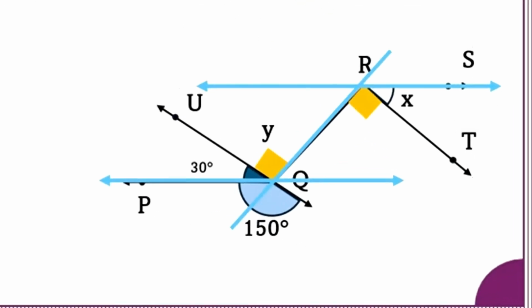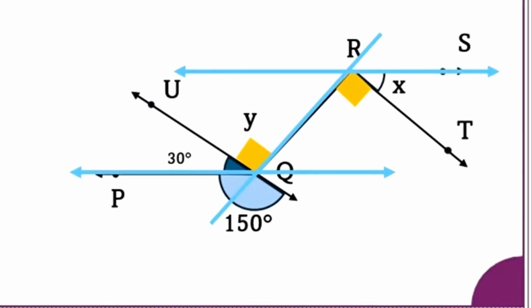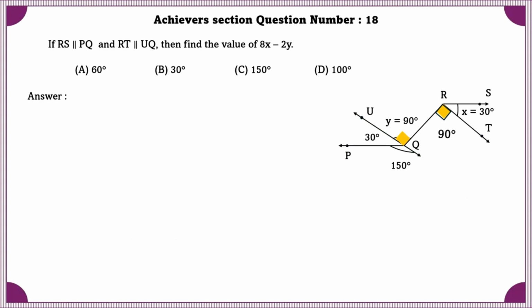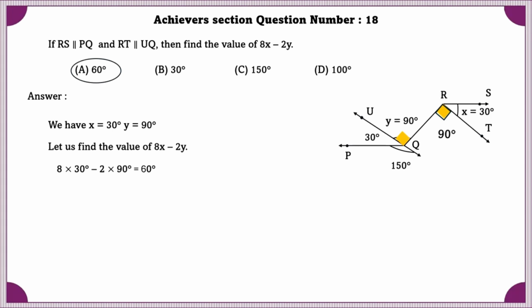Given RS is parallel to PQ and RQ is a transversal, angle PQR is equal to angle QRS, that is alternate interior angles. So we can say that angle PQU plus angle UQR is equal to angle SRT plus angle TRQ. So we can write this as 30 degrees plus 90 degrees is equal to x plus 90 degrees. Finding the value of x we will get 30 degrees. Now they have asked 8x minus 2y. So if we do that, we will get 60 degrees.